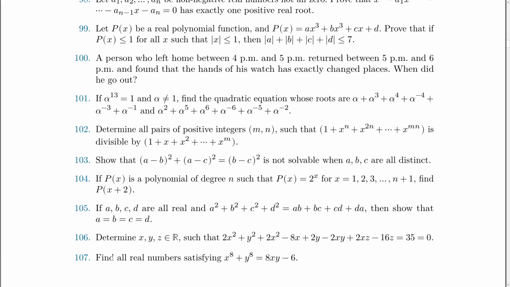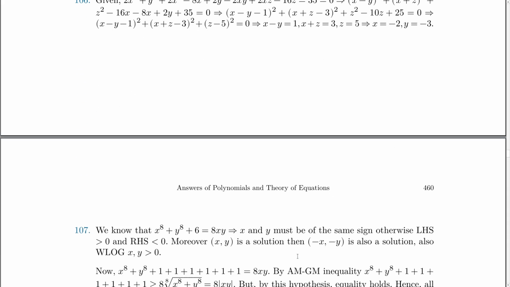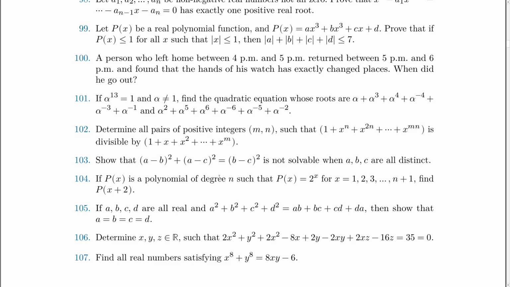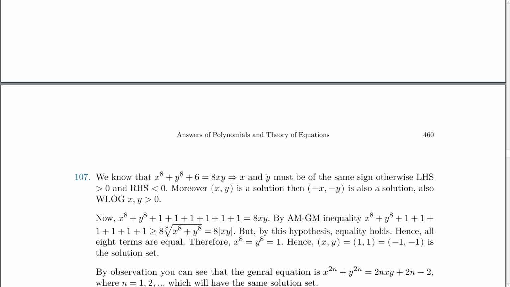Question 107 says, find all real numbers, that is, find x such that x to the power 8 plus y to the power 8 is equal to 8xy minus 6. So we have given that x to the power 8 plus y to the power 8 plus 6 is equal to 8xy. So x and y must be of the same sign, otherwise left hand side would be greater than 0 and right hand side less than 0. Because x to the power 8 is an even power, this would be positive, this would be positive, and 6 is positive. So left hand side is guaranteed to be greater than 0, while right hand side will depend on the signs of x and y, so they must have the same sign.